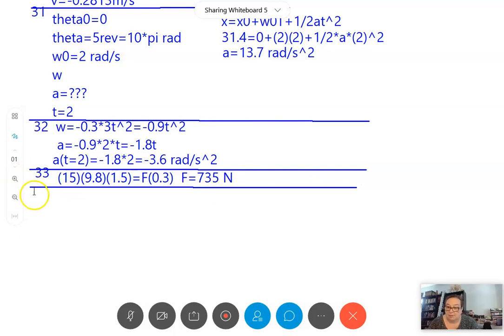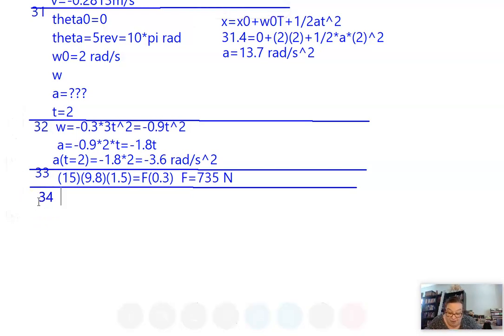All right, number 34. A 5-meter radius playground merry-go-round with a moment of inertia of 2,000 is rotating freely with an angular speed of 1. 2 people, each having mass of 60, are standing right outside the edge of the merry-go-round and step onto it with negligible speed. What is the angular speed of the merry-go-round right after 2 people have stepped on?